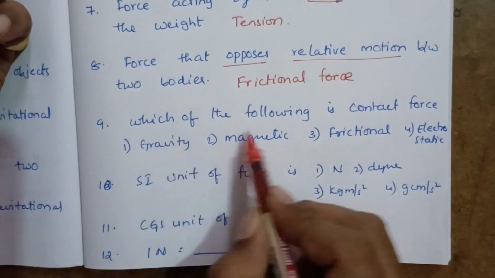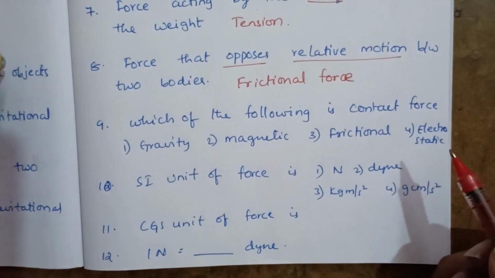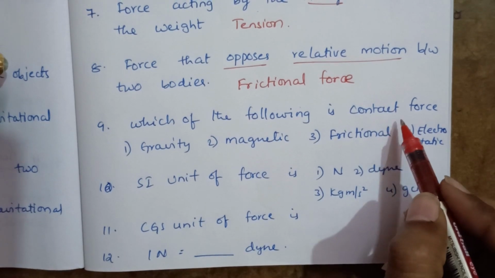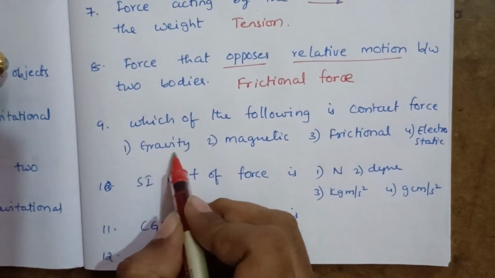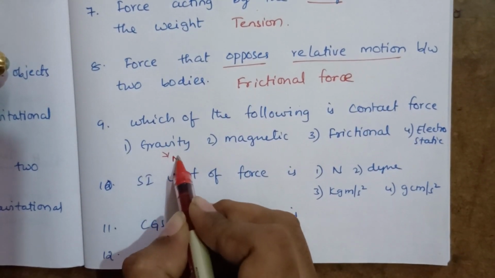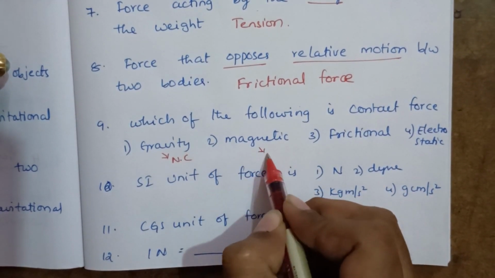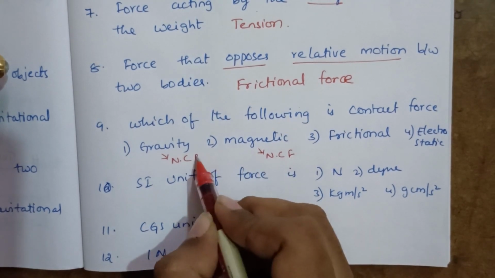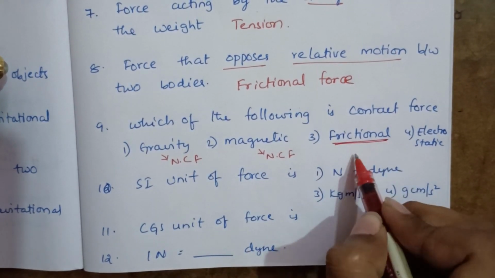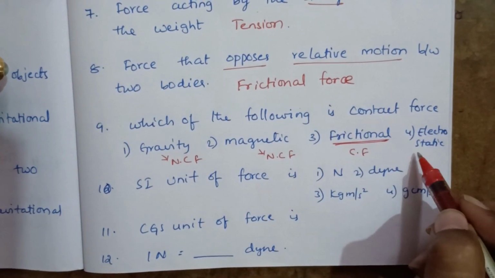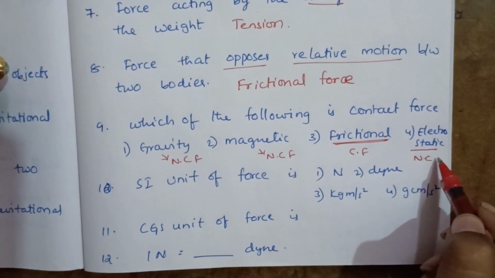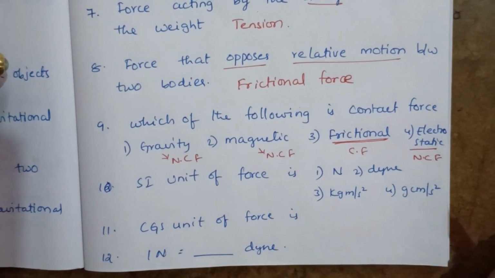Next question: which of the following is a contact force? Gravitational force, gravity, is a non-contact force. Magnetic force, non-contact force. Frictional force, contact force. Electrostatic, non-contact force.